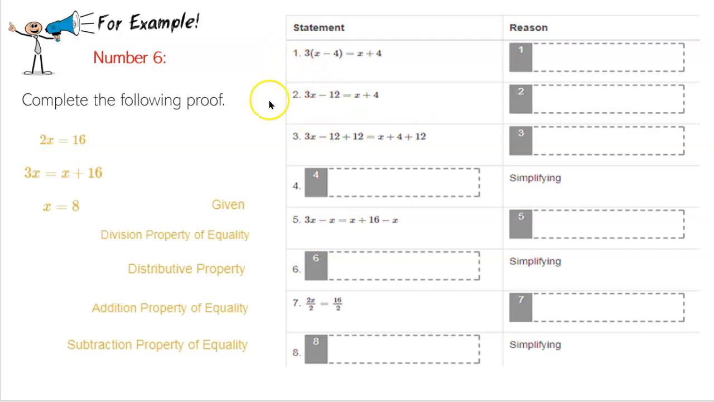So how do I get from number 1 to number 2? What is happening? If you look at the math problem, we are doing a distributive property, 3 times x and 3 times -4. That's the only thing that has changed between 1 and 2. So distributive property would go here. What are we doing in the math problem from number 2 to number 3? What is happening? So we can look at 3x minus 12 plus 12. We have x plus 4 plus 12. We've added 12 to both sides. Addition property of equality.